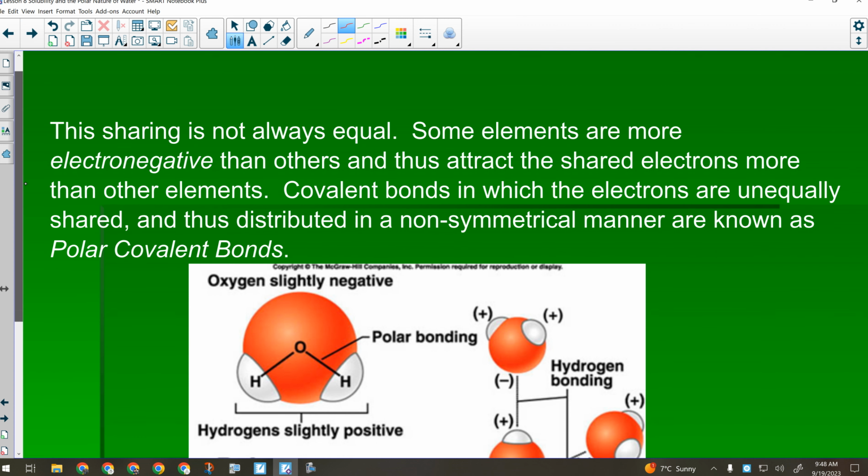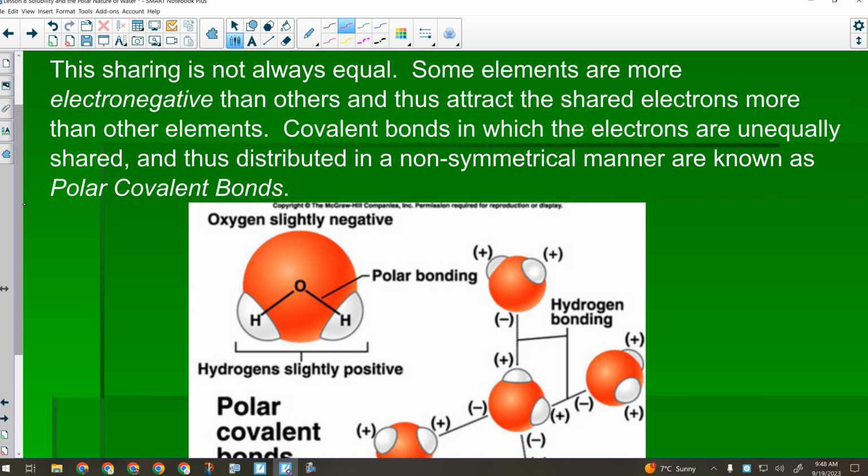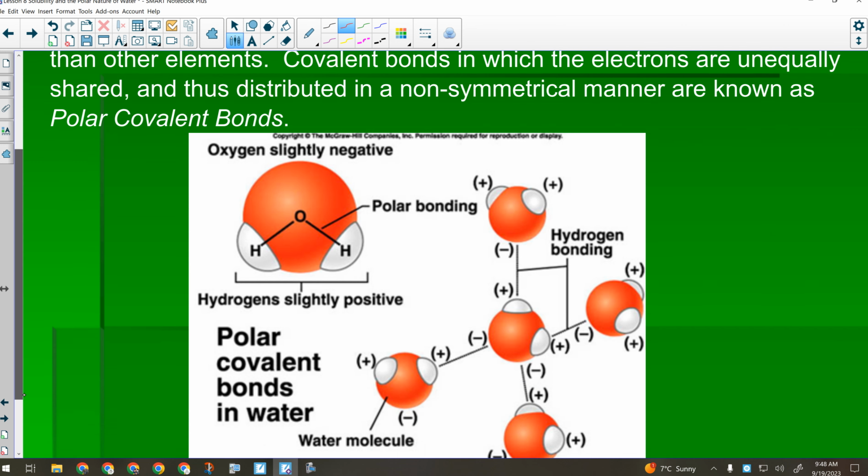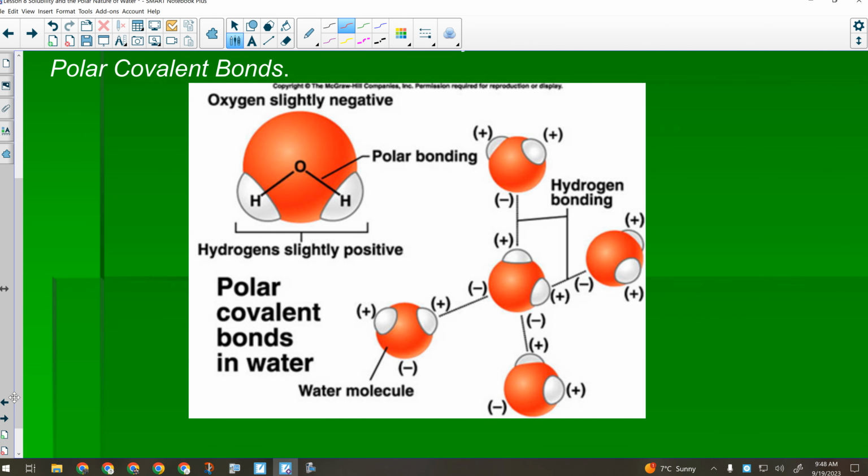Okay, so like we said, the sharing isn't equal, okay, because oxygen is more electronegative, okay, than hydrogen is, so it holds on to those electrons more, and you end up getting this. Okay? Water molecules can form hydrogen bonds with other polar molecules, most often with other water molecules. Okay? And so we get these hydrogen bonds, and that's what creates surface tension. Okay? Now, what's another thing that water does that most other things do not do?